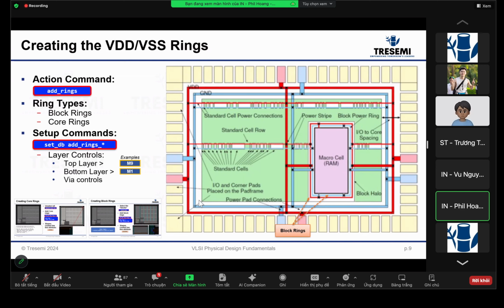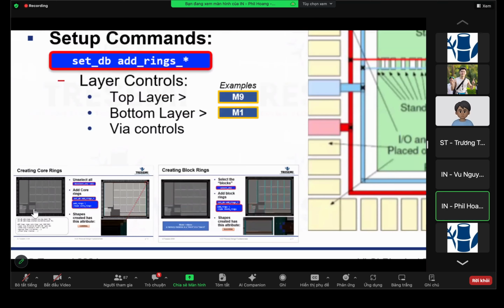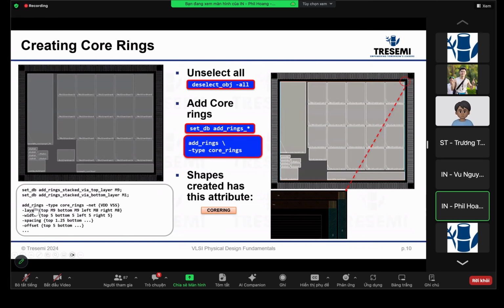All right, very good. So now two types, block rings and core rings. Let's talk about core rings. So for the core ring, you make sure that you don't select anything, and then by default it will build a ring around the core area. The core area you already defined, so it is built outside of that core area.